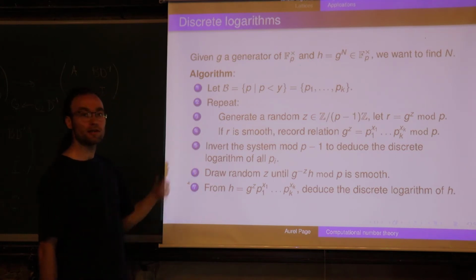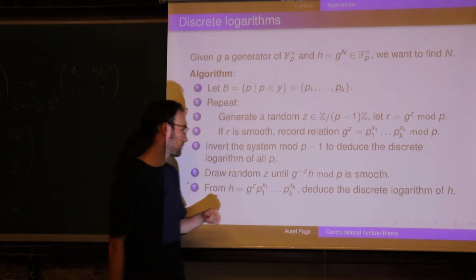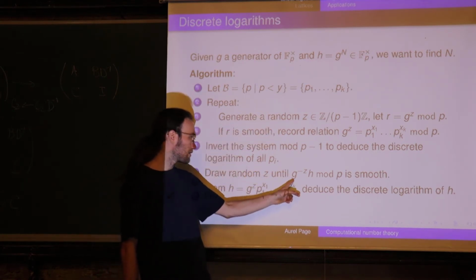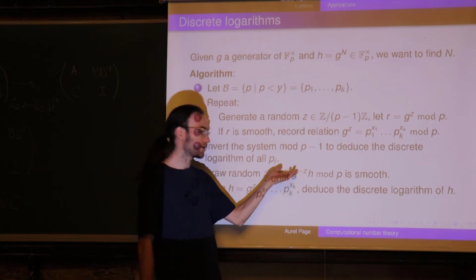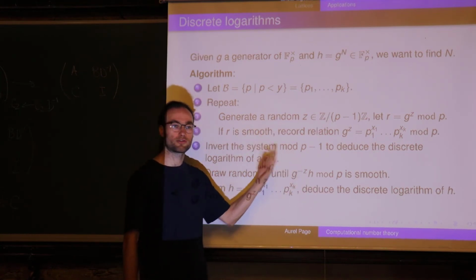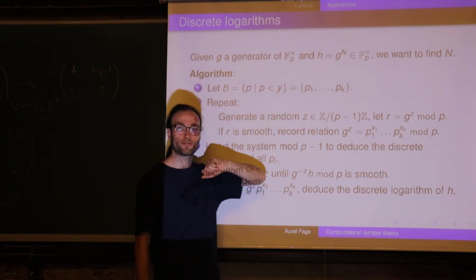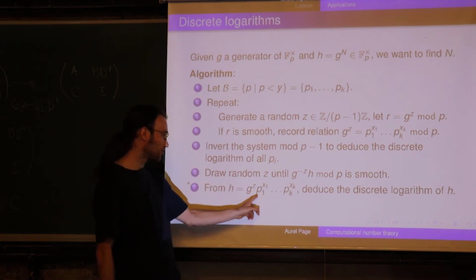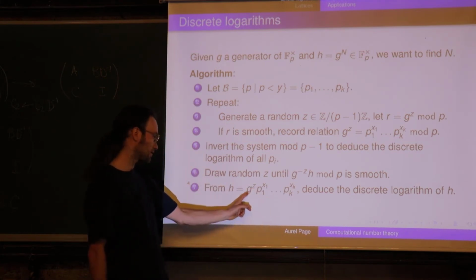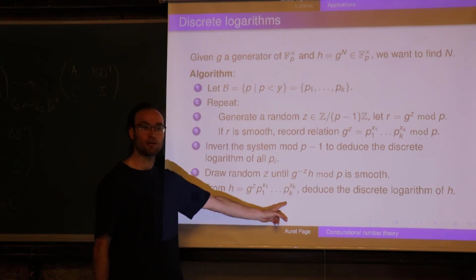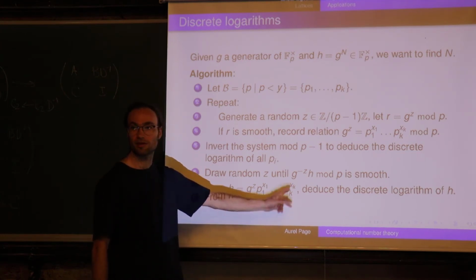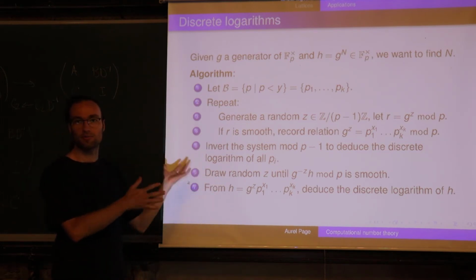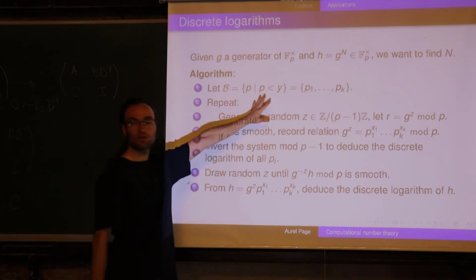And then finally, if you want the discrete log of h, which was given, this is a pre-computation, really. You can draw random z's until g to the minus z times h, again mod p seen as an element between 0 and p minus 1, is smooth, factors over the factor base. If it's smooth, you write it like this, and you know the discrete logs of the p_i's, and obviously you know the discrete log of g to the z, so this gives you the discrete log of h. I'm not going to do the complexity analysis. It's similar to the one we did before. You have to take y large enough, etc.